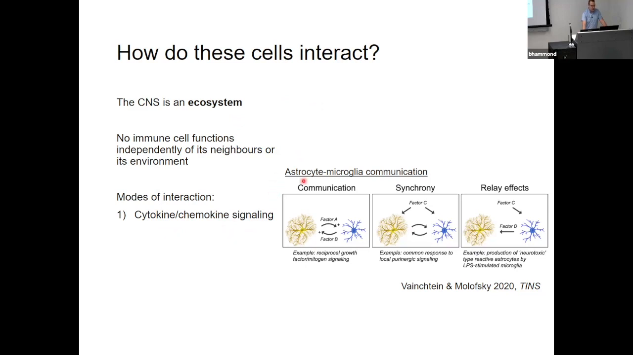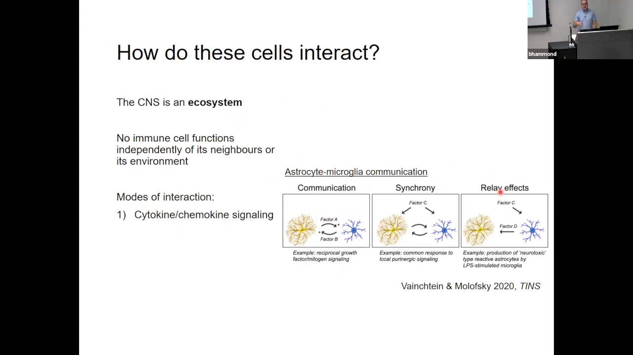So just using the astrocyte-microglia communication again as an example, you can have communication between the two cell types where microglia secrete one factor onto astrocytes, and astrocytes secrete another. This is continuously ongoing, very important for reciprocal growth and such. You can have synchrony where both cell types respond to the same factor, and then they communicate with each other.